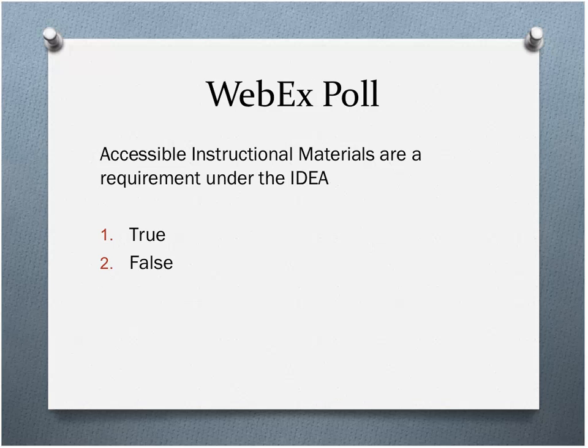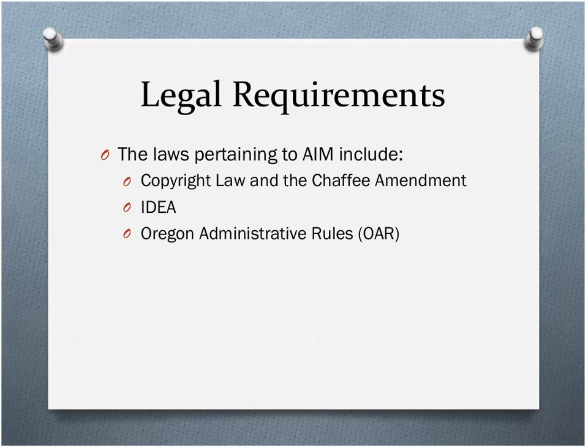So, legal requirements. There are many laws pertaining to accessible instructional materials. As you just heard, copyright law for sure has several pieces in it. The Chafee Amendment, so copyright law really came out in 1931 or right around there, I believe, and then there were some changes throughout the years.